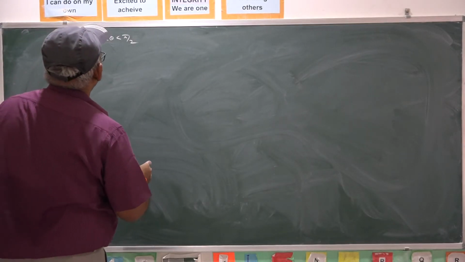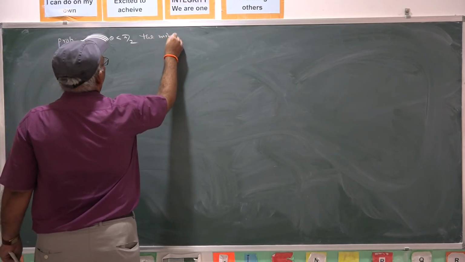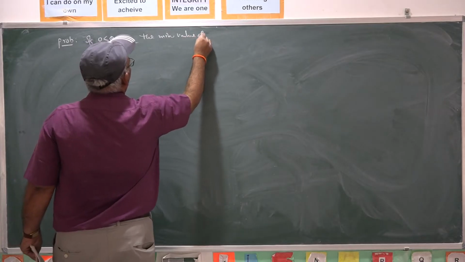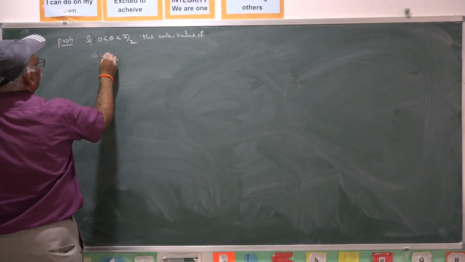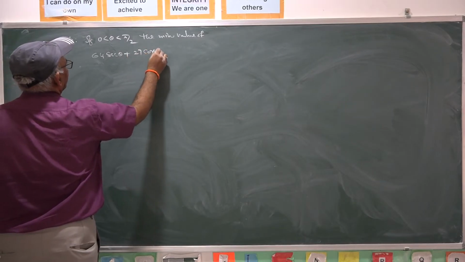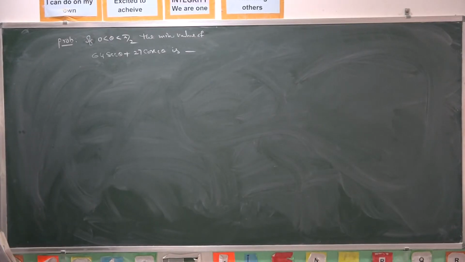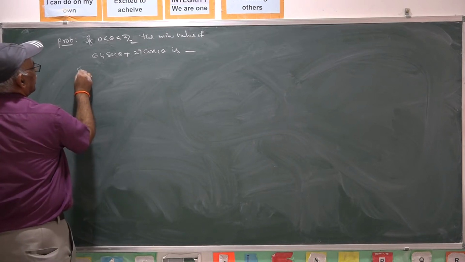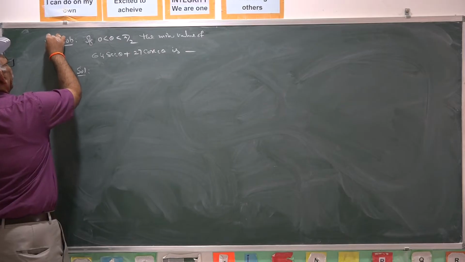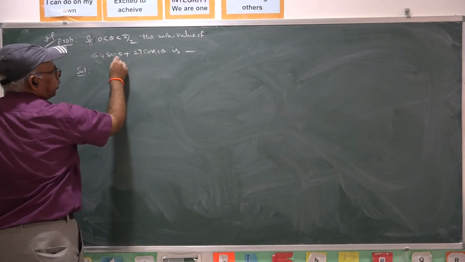If 0 is less than theta is less than pi by 2, the minimum value of 64 secant theta plus 27 cosec theta is... This is one important one. Once theta lies in the first quadrant, these two are clearly positive.